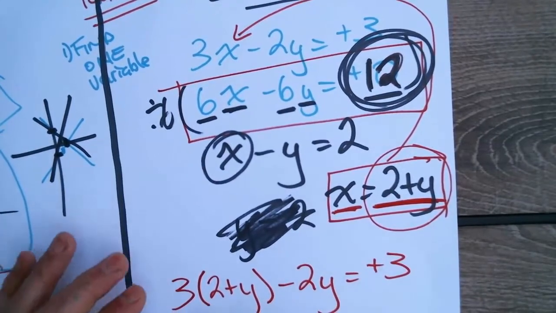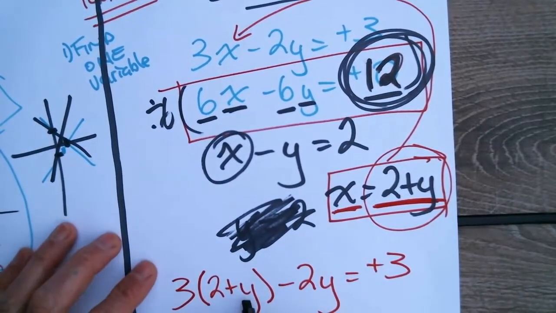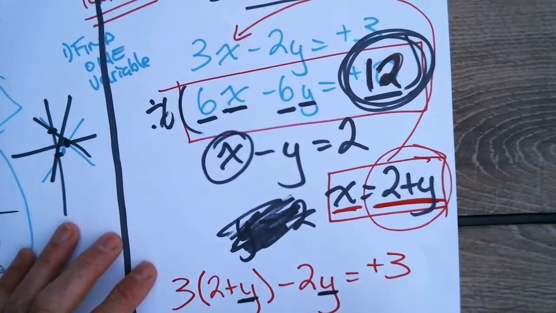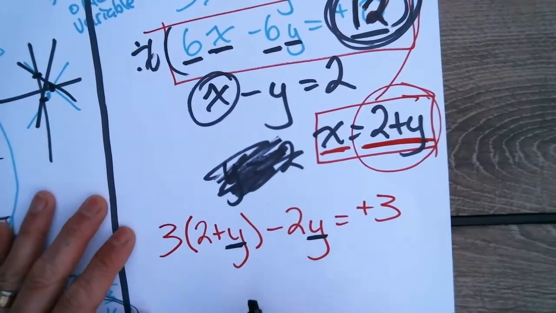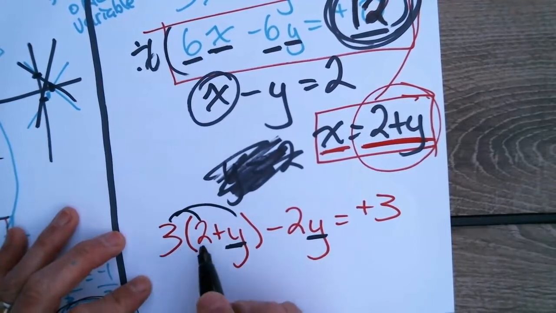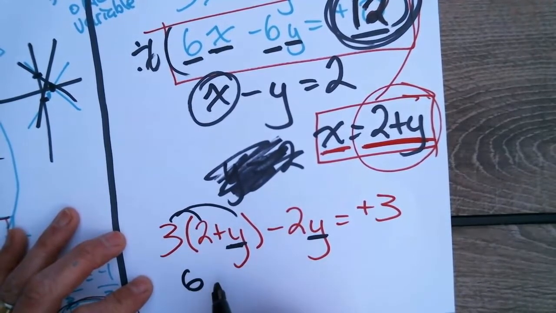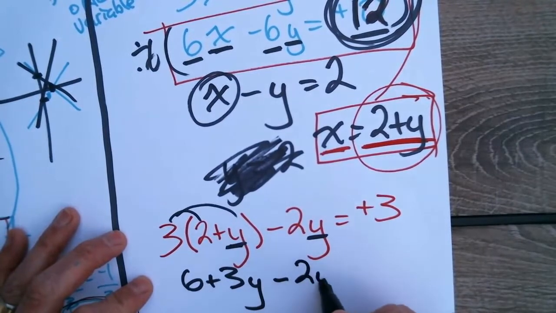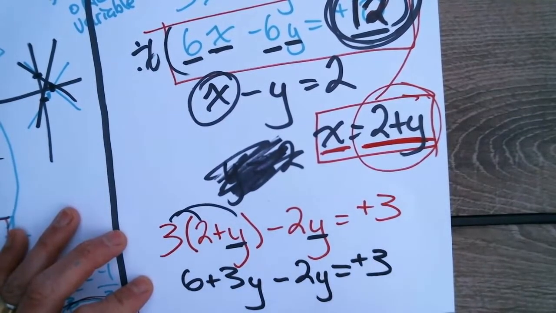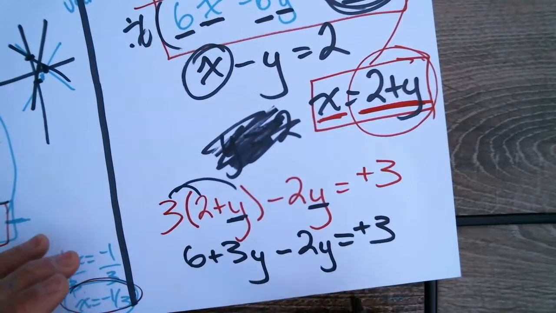All right, so this is a brilliant thing because now I have them down to one variable. I can only solve for one variable at a time. That's why this system works. So we have to distribute. 3 times 2 is 6. 3 times y is positive 3y. Minus 2y equals positive 3. Look familiar?